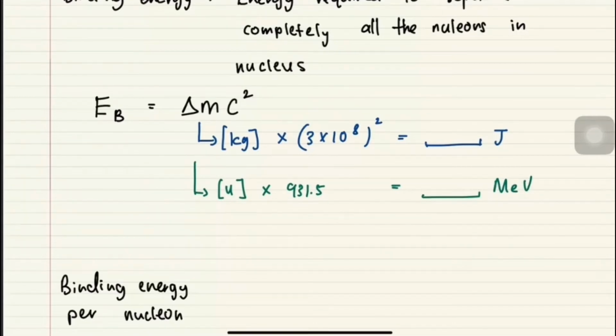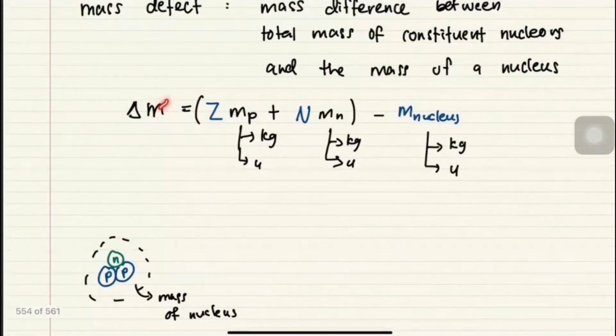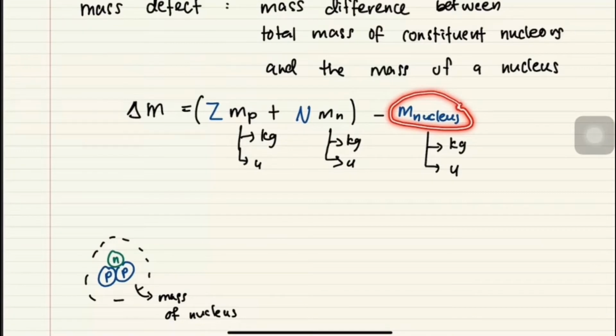Okay, you don't have to take square. Tak perlu ada square. Okay, clear ke tidak? Sir, ulang balik. Okay, kalau let's say tadi delta M tu macam saya cakap, when you try to calculate delta M, you have to use the information that you have from mass of nucleus. If they give you in U, okay, you can straight away use Mn dalam U, Mp pun dalam U, so that your delta M pun you will get U as well.